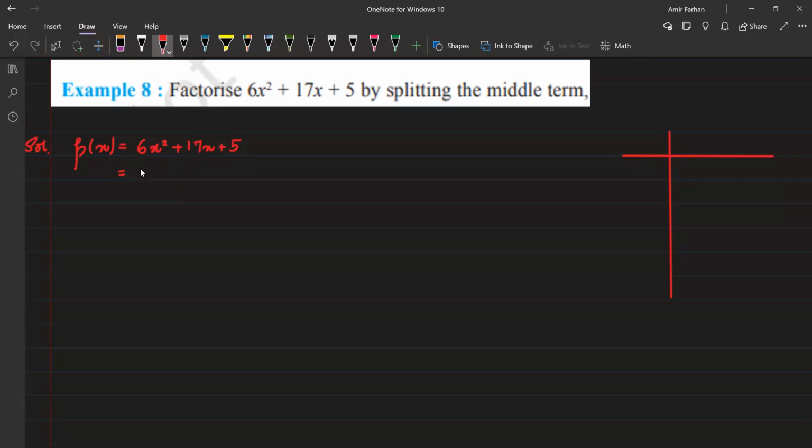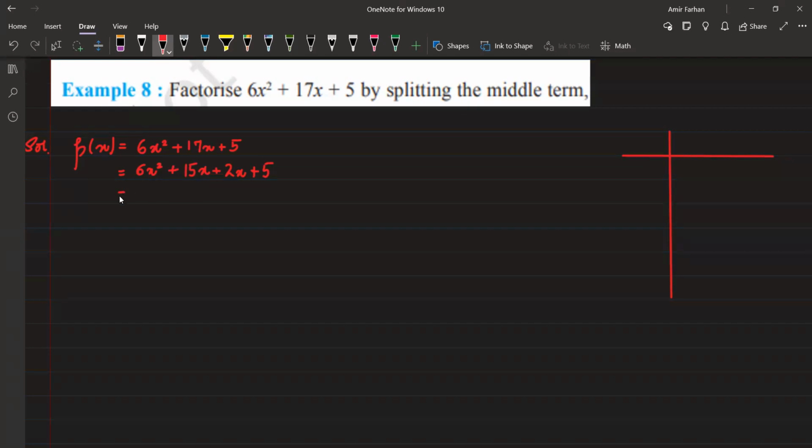So the factor split is 6x square plus 15x plus 2x plus 5. Now see this: multiply these two terms, you will get 30. 15 into 2 is 30, yes or no? Yes, sir. And when you add them up, what will you get? 17x. That is the middle term.